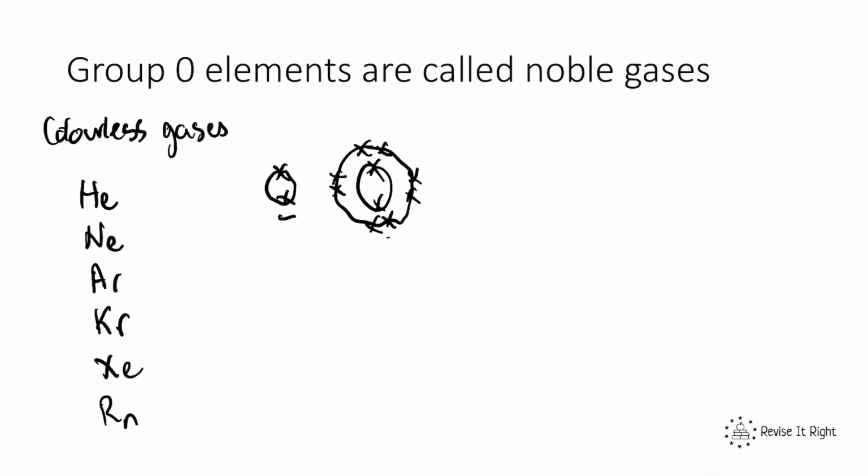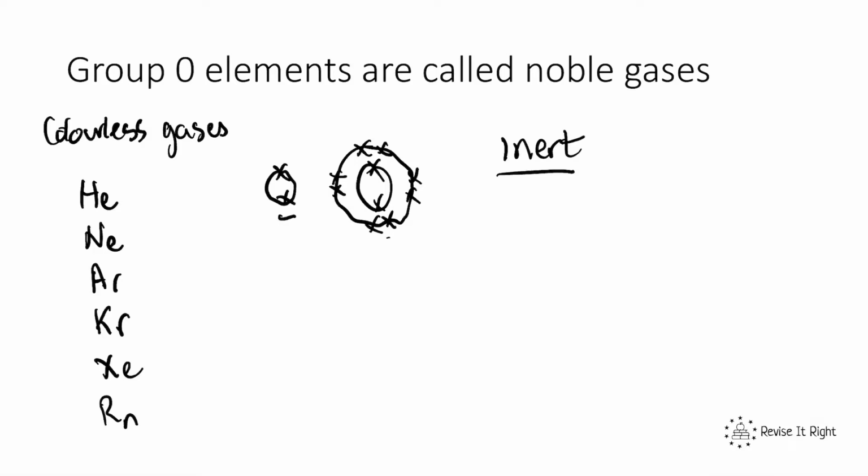Now because they have full outer shells, remember it is the goal of atoms to gain a full outer shell. That means they do not need to gain any more electrons. They're already happy, which means they are not reactive, and we call them inert. Now this means they don't react much at all.